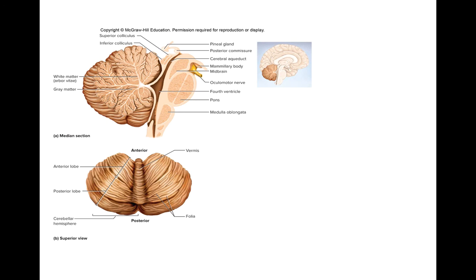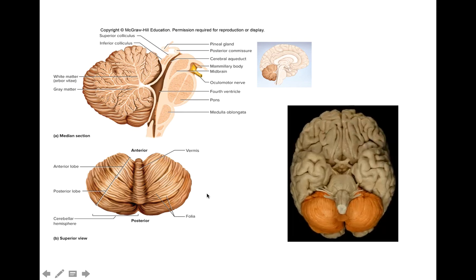All right, so here we can see this is the arbor vitae. So the white matter is going to be deep, with the gray matter being superficial here. So there's the pons, there's the medulla, there's your midbrain. Okay, here's a really nice view of the fourth ventricle and the cerebral aqueduct. This is what it looks like if you're looking posteriorly. And then here we are on the actual brain.